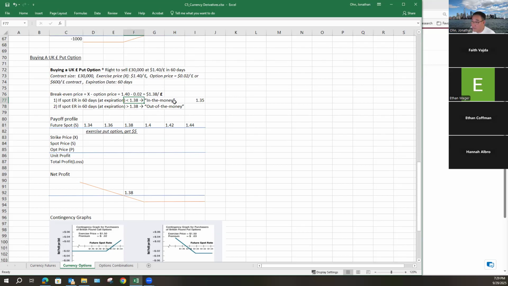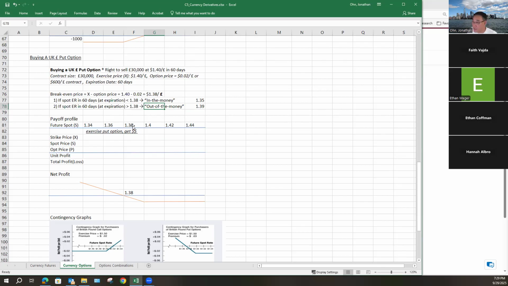You understand that, right? But if the future spot rate is greater than $1.38, like $1.39, you are out of the money. You don't get any profit, right? So keep that in mind.